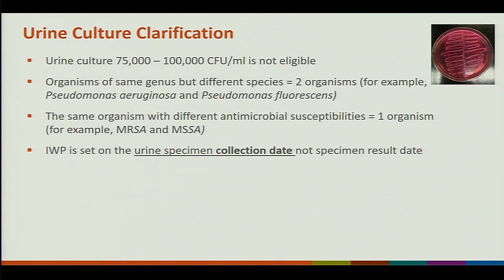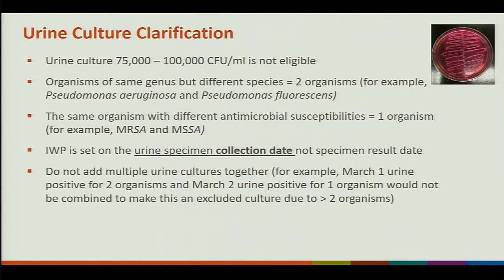The IWP is set on the urine collection date, not the result date. Do not add multiple urine cultures together. For example, on March 1st, you have a culture result of 2 organisms. On March 2nd, you have a culture result with 1 organism. Do not add those to exclude those cultures for being greater than 2 organisms.